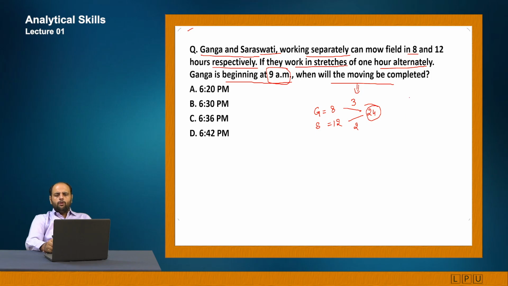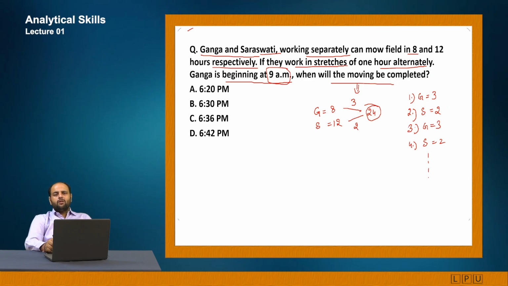Now, how will the work be completed? In the very first hour, Ganga will be doing 3 works, and in the second hour, Saraswati will be doing 2 works in 1 hour. Similarly, the next turn will be Ganga, it will be 3, then the fourth it will be Saraswati, it will be 2, and so on. Okay, so where the total becomes 24, that will be our answer.